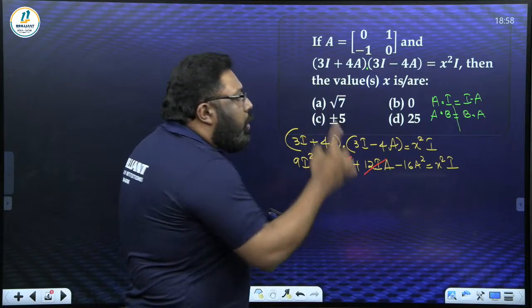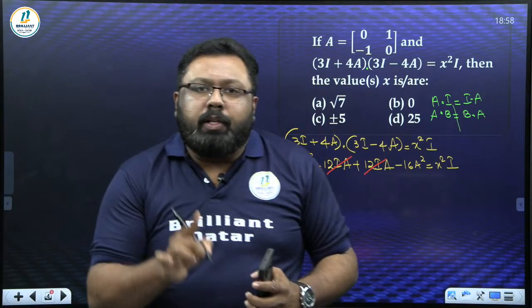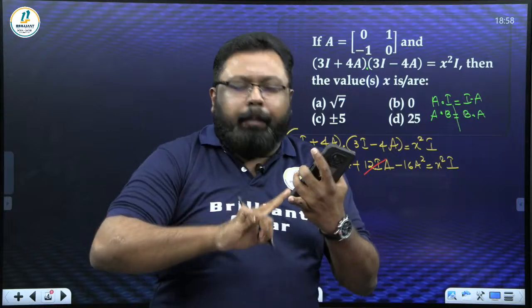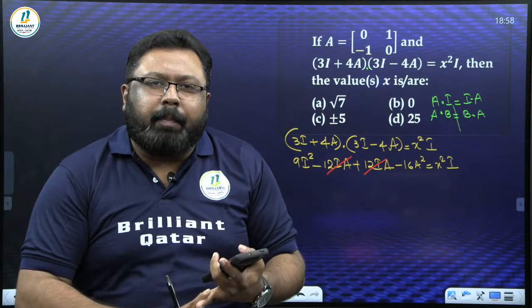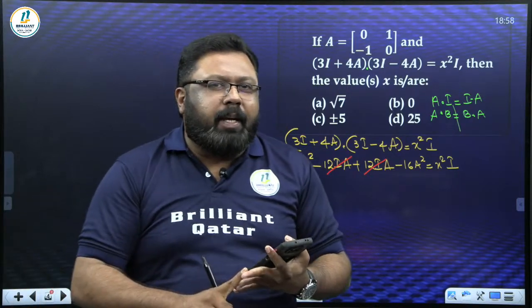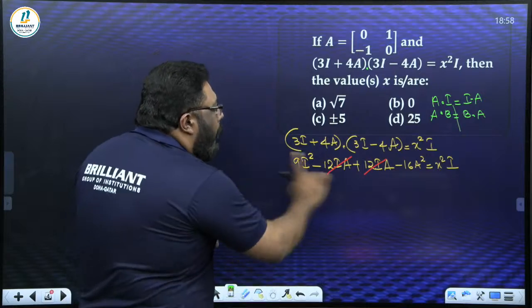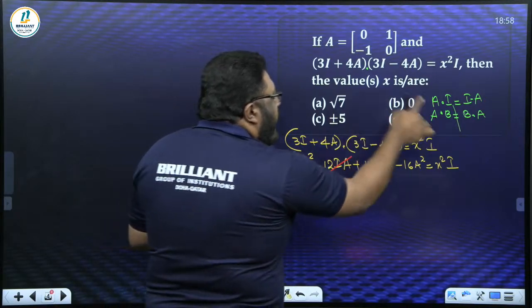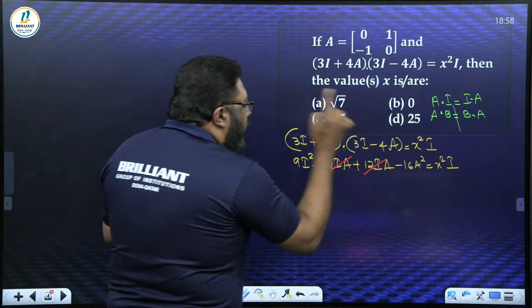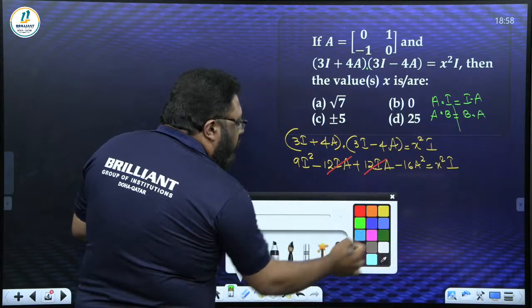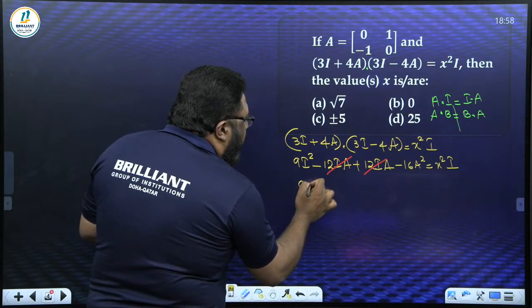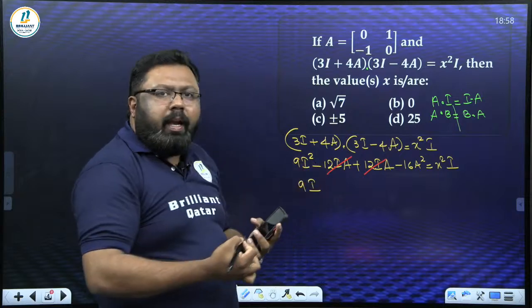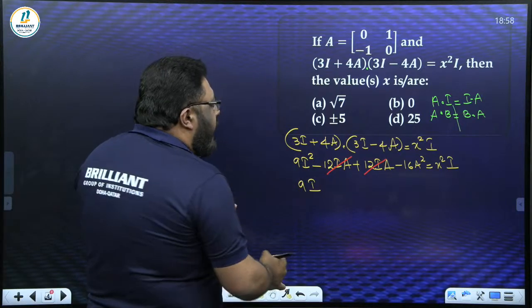So please do not use algebraic formulas of A plus B whole squared, A minus B whole squared, A squared minus B squared, but simply open using bracket multiplication. In this case, AI equals IA, that's why I can cancel. Now my dears, what's 9I squared? I raised to any natural number is still the identity matrix.